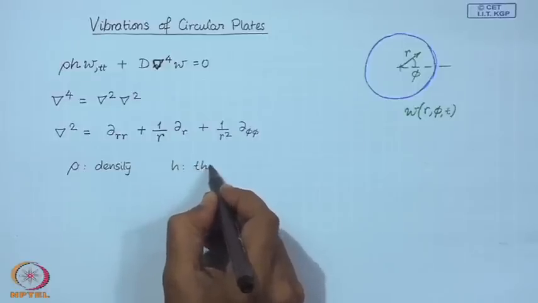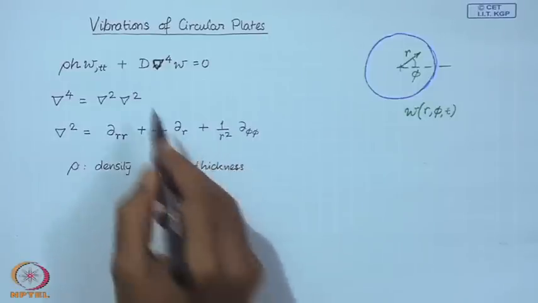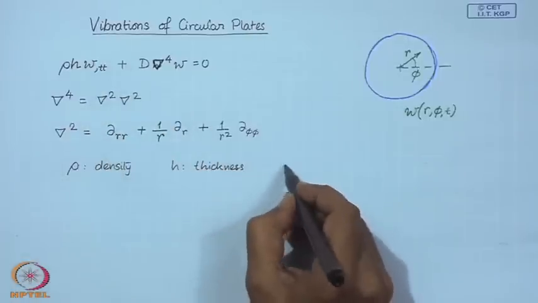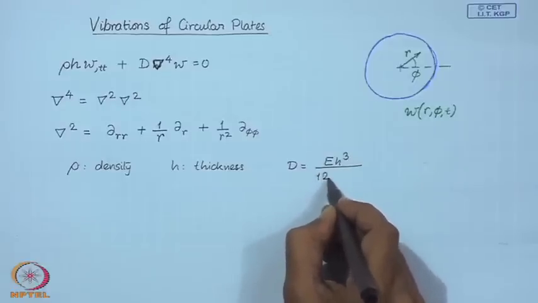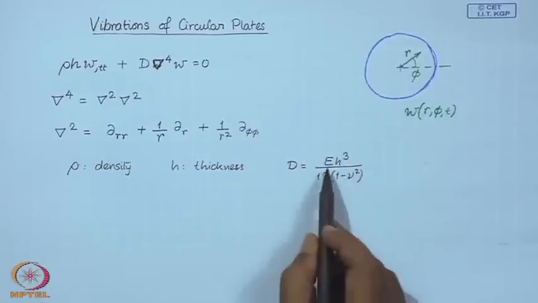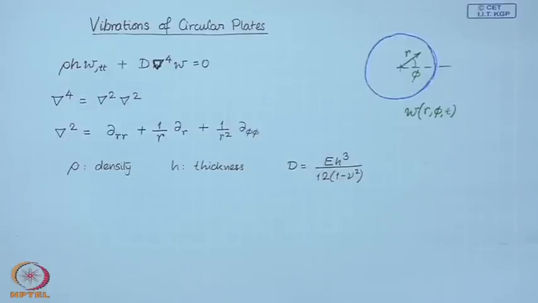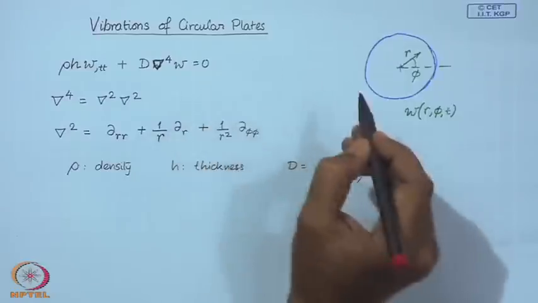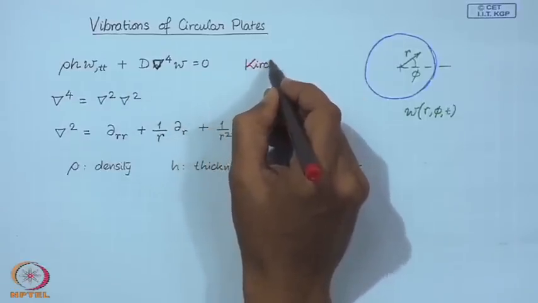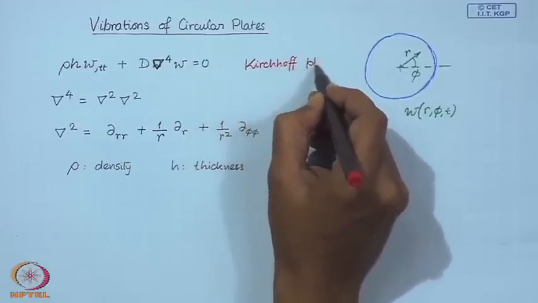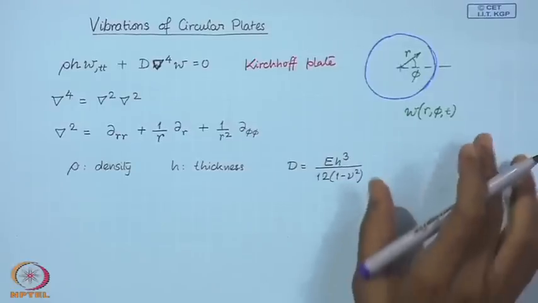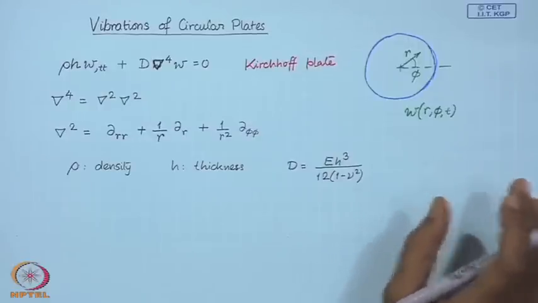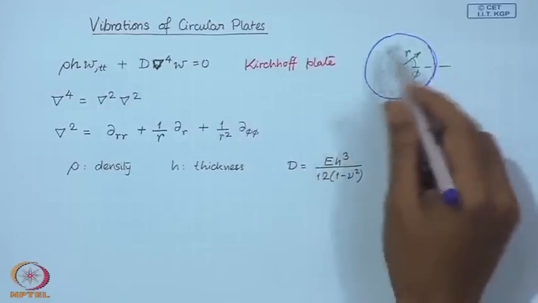h is the thickness, considered constant in this equation, and D, so E is the Young's modulus and nu is the Poisson ratio. Now, this is the Kirchhoff plate model. So, we are going to look at the vibrations of circular plates. Essentially we are going to solve the eigenvalue problem for various kinds of boundary conditions.